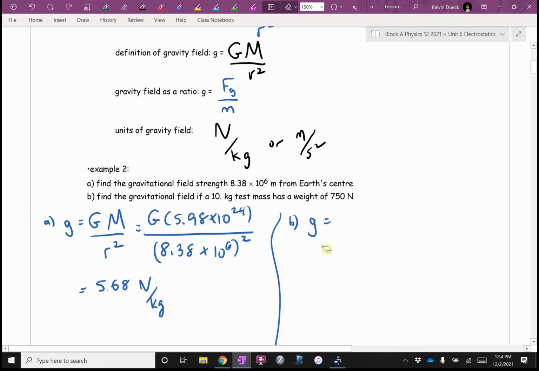Okay. What about here? Well, Alexis, what are the units next to this 750? Which one of these two has a force in it? This one. Yes? Has F. You know, you can look at your own sheet. Oh, yeah. The gravity field as a ratio. It's going to be the force of gravity divided by the mass at that location.